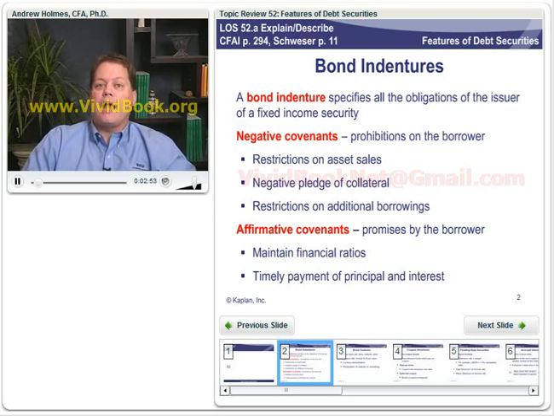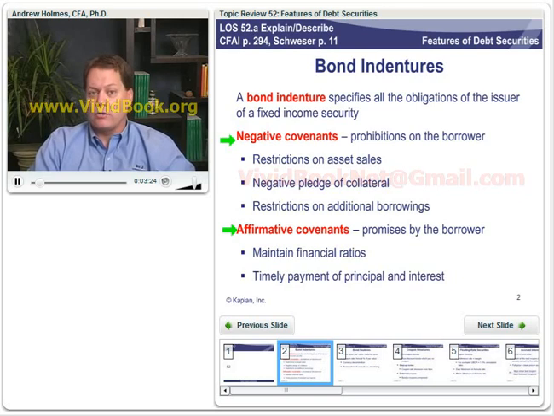On this slide, we're worried about two in particular. And both of them are covenants. The first is negative covenants. The second is affirmative covenants. Well, negative covenants, those are things that the issuer promises not to do. So it's going to do things like place restrictions on the sale of major assets, a negative pledge of collateral, meaning that you can't pledge this collateral for other senior debt, restrictions on additional borrowings. It's also going to prohibit large dividend payments and some things like that that would work to the detriment of the bondholders.